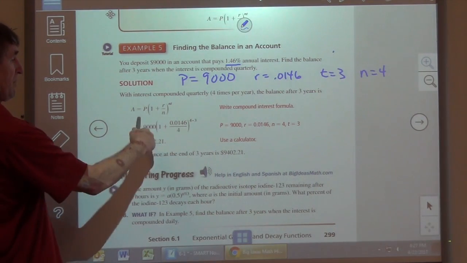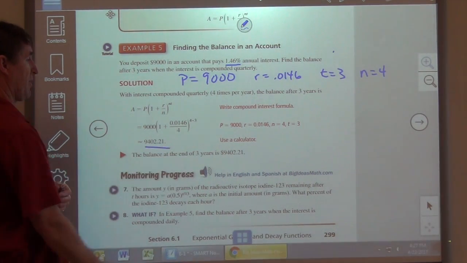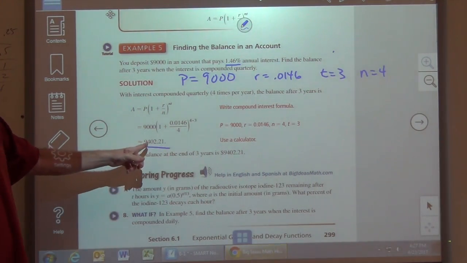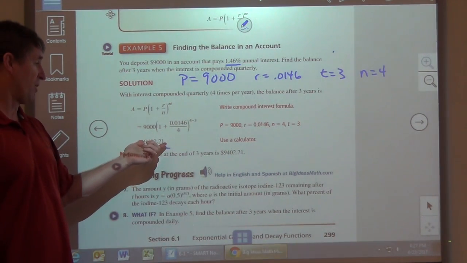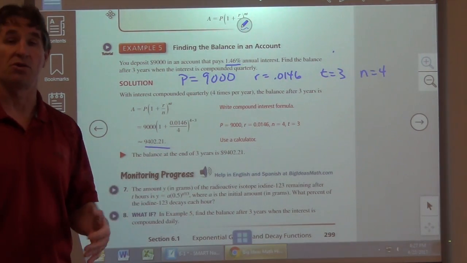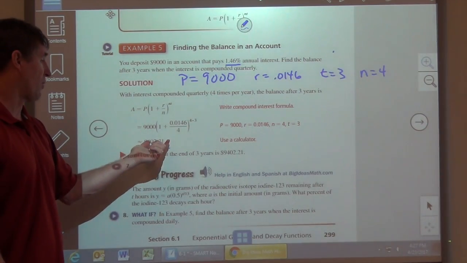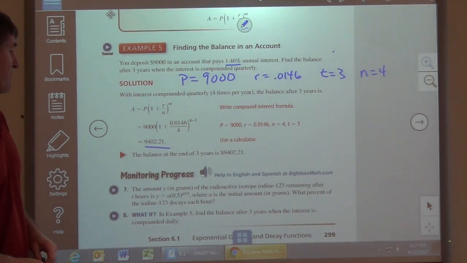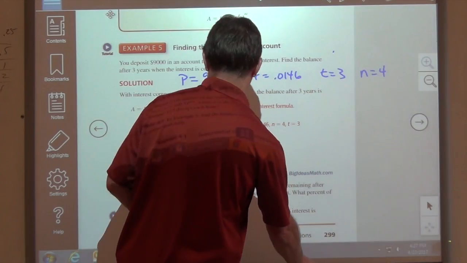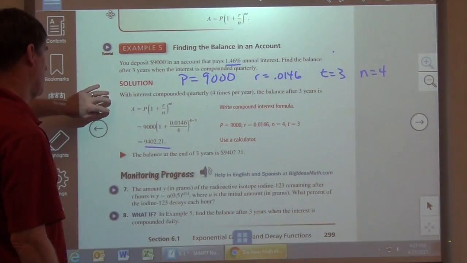And so they just plug it into the formula, and it comes out that at the end of 3 years, you would have $9,402.21 in the account. So your interest, you would have made $402.21 after 3 years in that account. And that's if it's compounded quarterly.